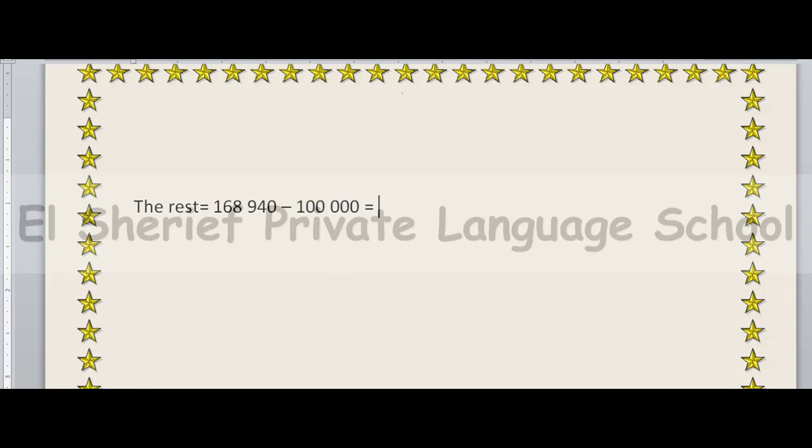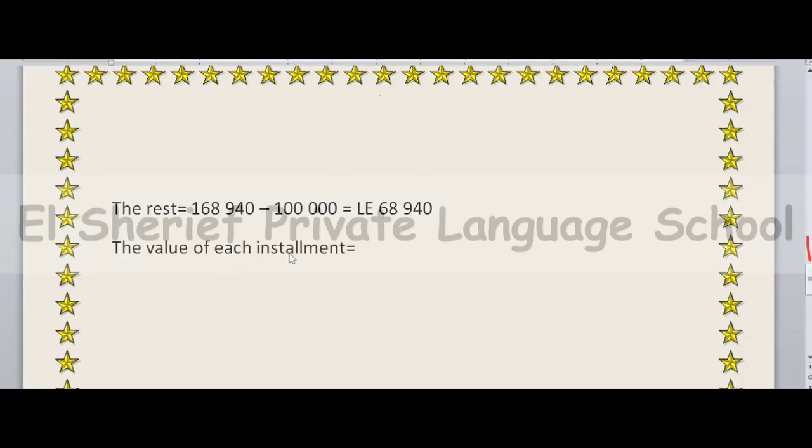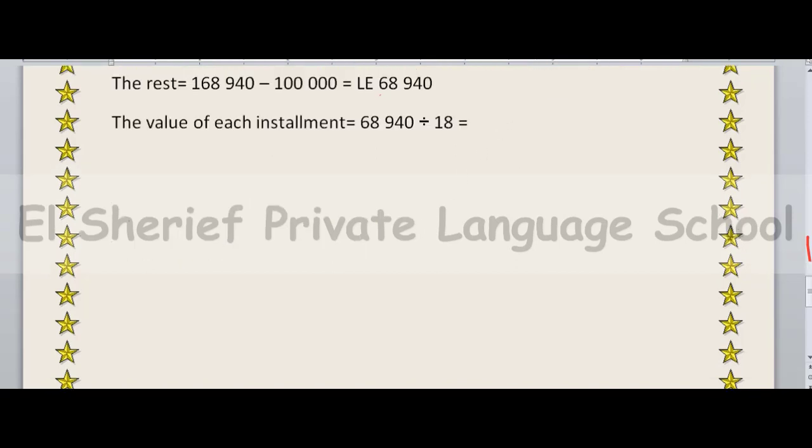طيب الريست ده هو مش عاوز يدفع مرة واحدة, عاوز يدفع على كام مرة؟ 18. اوكي. يبقى the value of each instalment equal what؟ Equal 68,940 divided 18. Okay, by using also long division we can get this number. So I will put the answer and you will try to solve this exercise or long division by yourself.